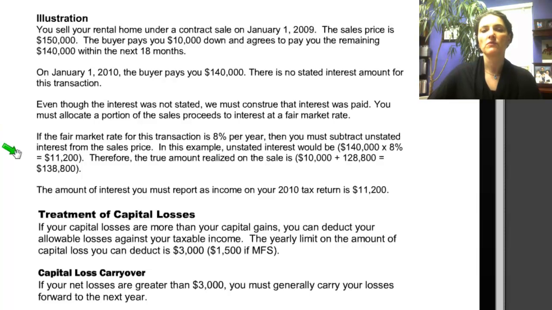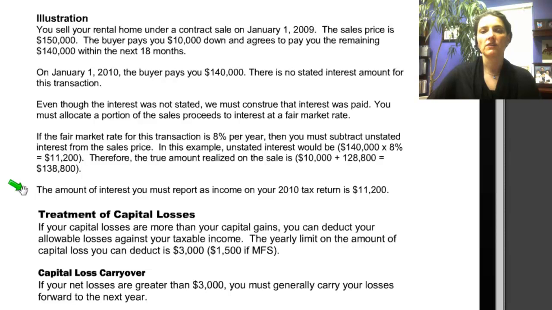Therefore, the true amount realized from the sale is the $10,000 down payment plus the $128,800 that is left after subtracting interest from the remaining amount of the sales proceeds. That gives us the amount realized on the sale as actually being $138,800. And the amount of interest that you will need to report on your 2010 return is $11,200.